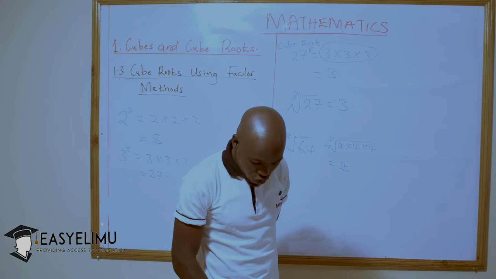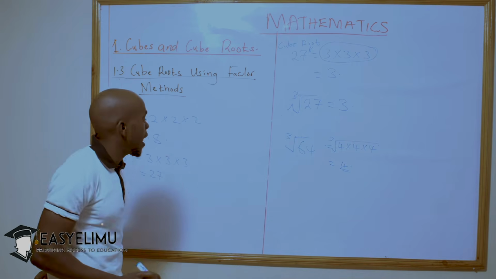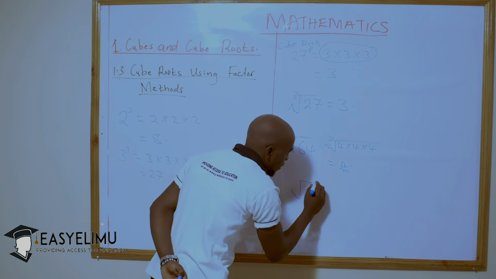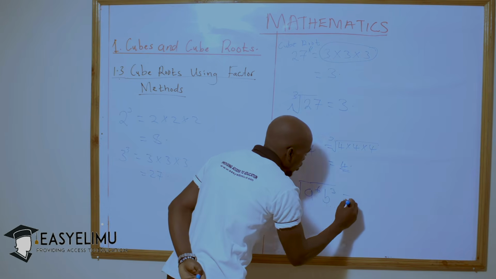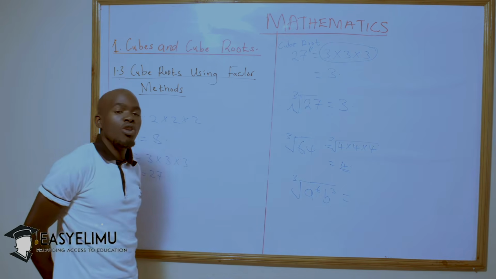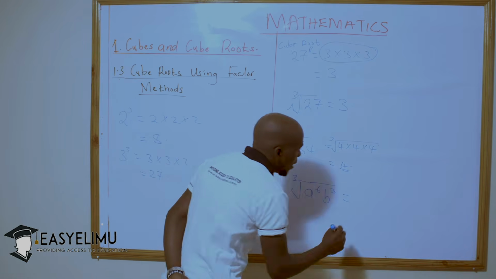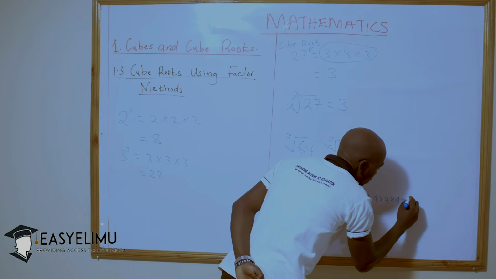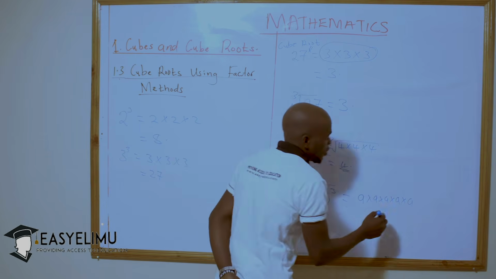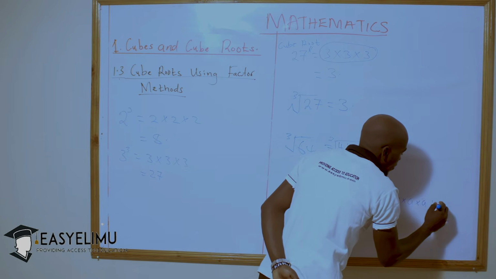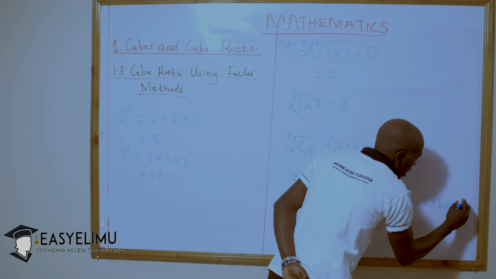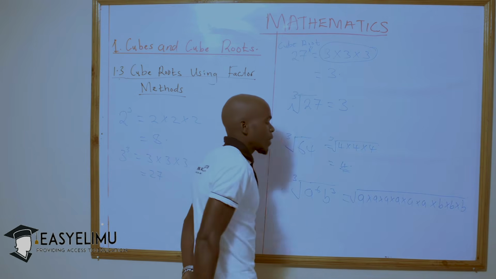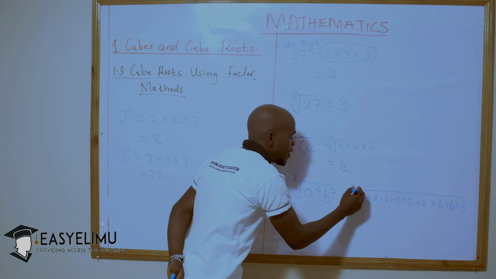For example, you may be given some letters, such as: find the cube root of a raised to 6 and b cubed. So the cube root of this number, you will find first by taking a multiplied by a multiplied by a multiplied by a by a, which is 6 times, and then you multiply by b by b by b, 3 times. If you do that, you are going to get the cube root of that given number.